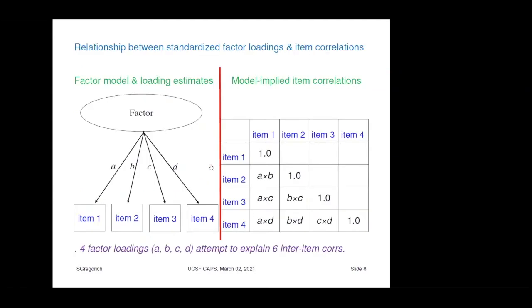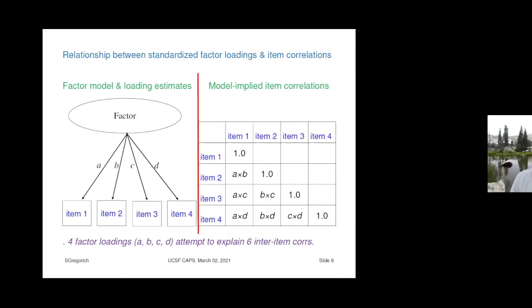So here's a simple example. Let's say I had 4 items and I think that there's a single factor that is represented by those 4 items. I've got an input correlation matrix, the 4x4 inter-item correlation matrix, and I'm going to search for 4 factor loadings, these relationships between the factor and each item. So I've got a 4x4 correlation matrix that's got 6 inter-item correlations. I'm going to try to explain those with 4 factor loadings.